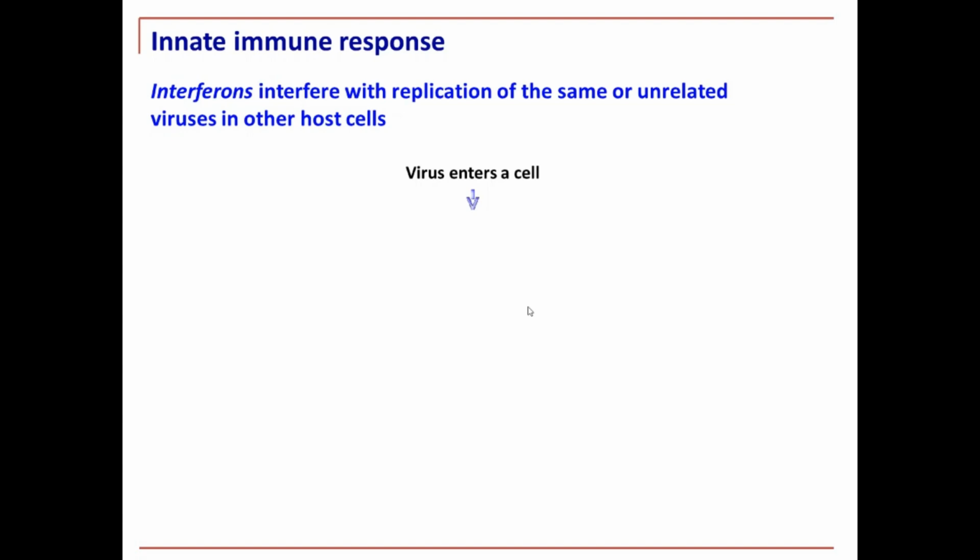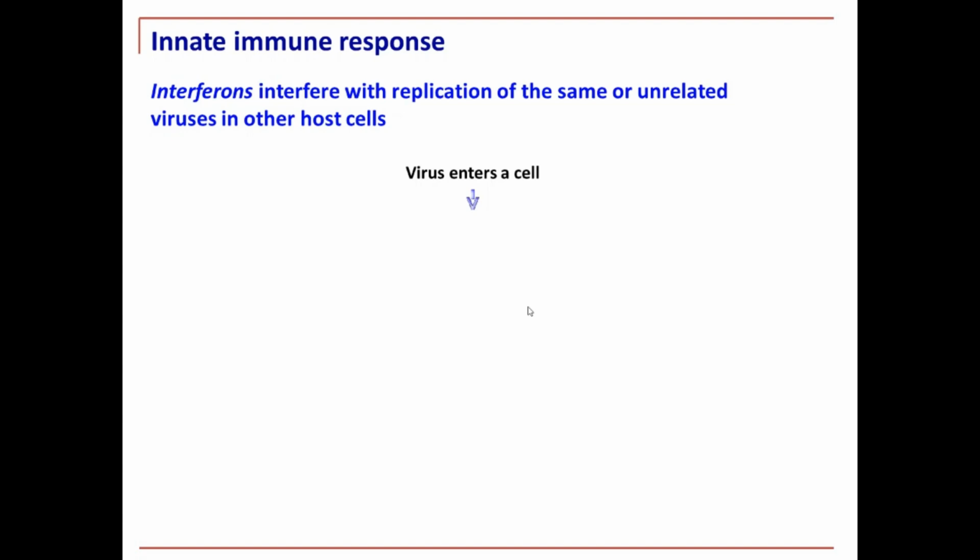So we're going to first of all focus on interferons. And like I said before, this is only a summary of how the immune system functions, and we're targeting viruses in particular. But like I said, a lot of this, not so much interferons, but a lot of this you can relate to other microorganisms. So interferons, they interfere with the replication of the same or unrelated viruses in other host cells. So how does that actually work?